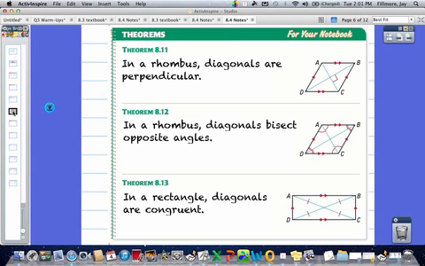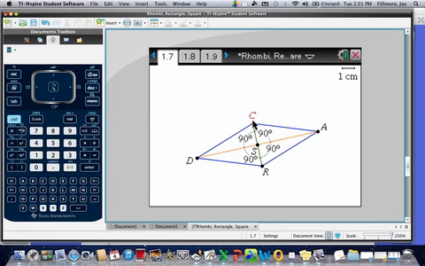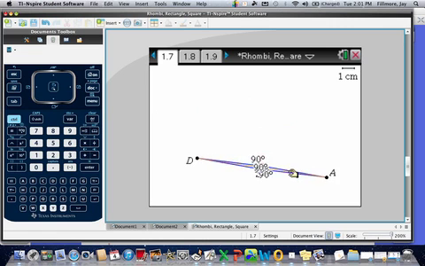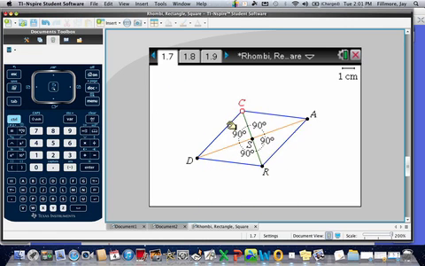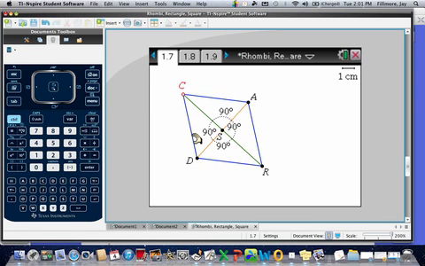The first one, theorem 8.11: in a rhombus, the diagonals are perpendicular. In parallelograms, diagonals bisect each other, which is true because a rhombus is a parallelogram, but they're also perpendicular in every case. So to illustrate that, here I have a rhombus, and as you can see, these diagonals are perpendicular because I have some right angles. No matter how I change the shape of this rhombus, I always have right angles in the middle. No matter how I change the shape or anything about it, as long as it's still a rhombus, those diagonals are still perpendicular.